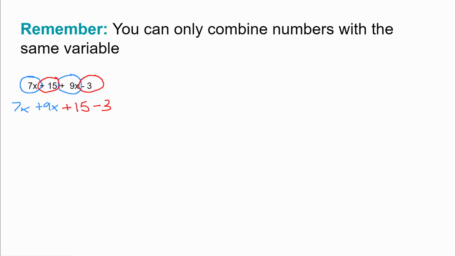And now we can combine our like terms. 7x plus 9x is 16x. 15 minus 3 is positive 12. Now we have no more like terms, so this is as much as we can do. And our answer would be 16x plus 12.